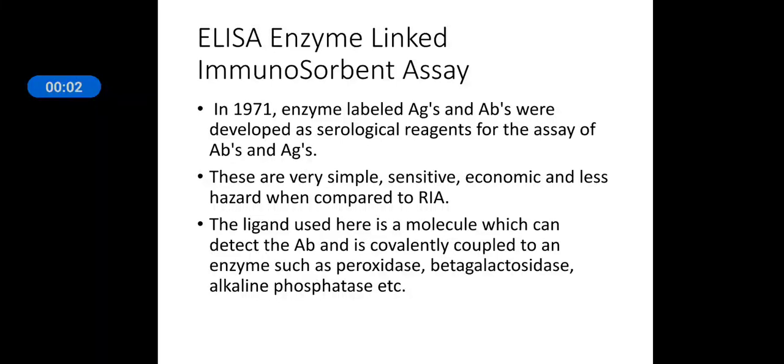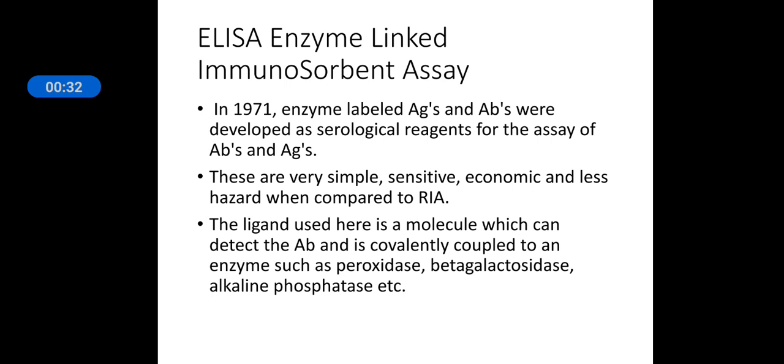Welcome back. We will discuss the rest of the types of antigen antibody interactions, that is ELISA and immunofluorescence. It was in 1971 when enzyme-labeled antigens and antibodies were developed as serological reagents for the assay of antigens and antibody. So these are simple, sensitive, economic, and less hazardous as compared to the RIA technique.